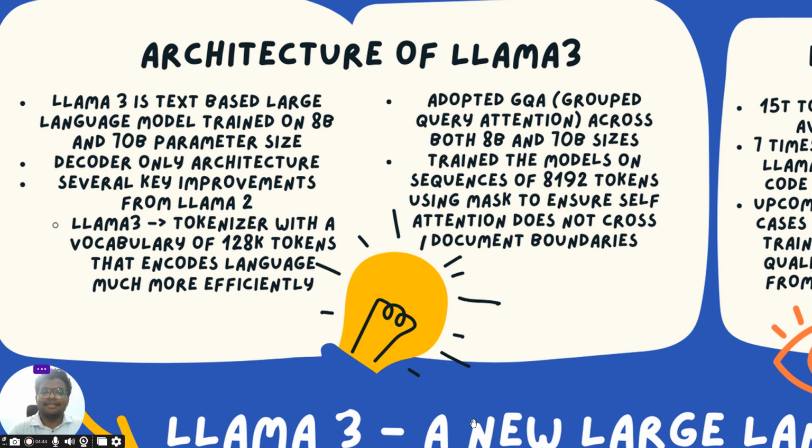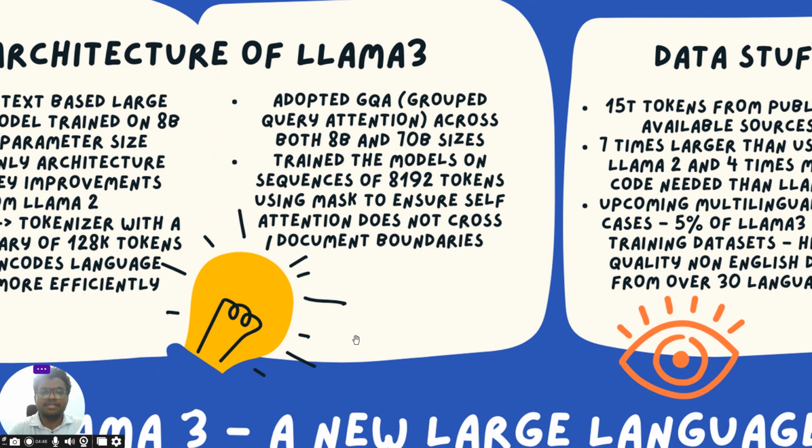And moreover, compared to Llama 2, you can see Llama 3 has adopted grouped query attention, GQA, on both parameter sizes, the 8 billion as well as the 70 billion. And moreover, Llama 3 models are trained on sequences of 8,192 tokens, using a mask to ensure that self-attention does not cross the document boundaries.